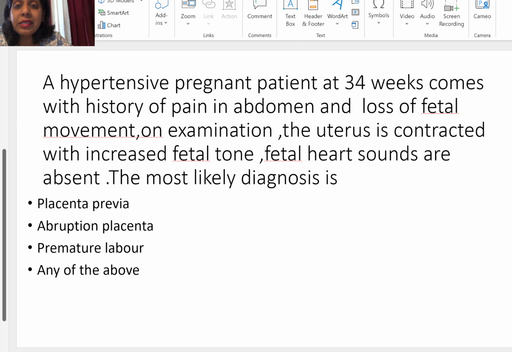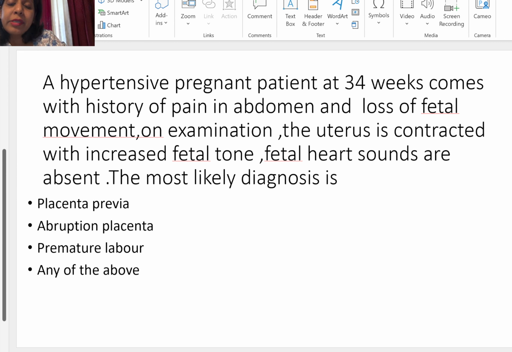For example, there is a history of pain in the abdomen. There is loss of fetal movement. So the abdominal pain is there, and uterus is contracted and increased fetal tone. So this myometrium में जो ब्लड जाता है जिस वजह से यूट्रस टेंडर और इंक्रीज फीटल टोन होती है और पेन होता है, that is the main symptom of abruptio placenta.